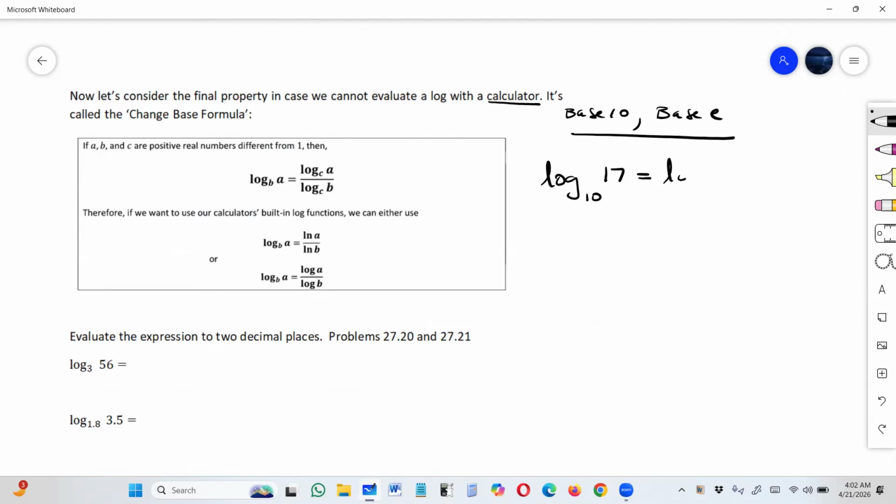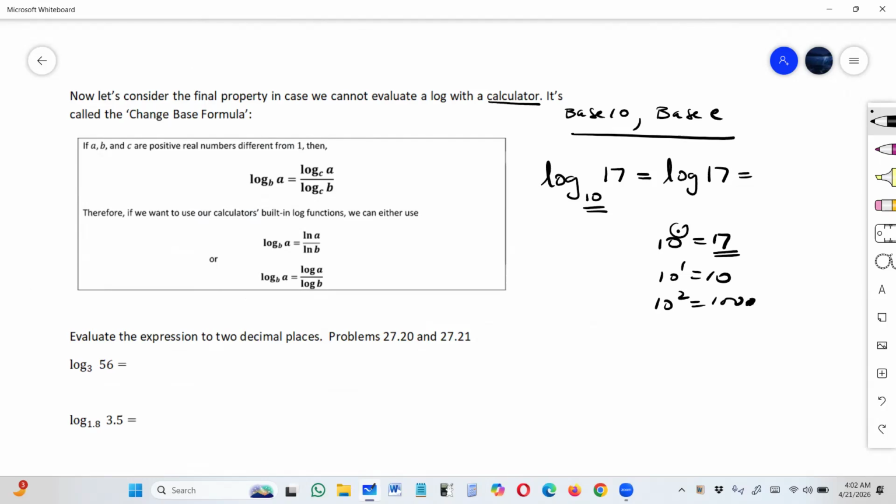Or just, we wouldn't write the base 10 here. We just would write log 17. Now, we don't know what that is because it's not a single integer here. 10 to the 1 is 10, and 10 squared is 100. So I don't really know what exponent goes here to get 17. I would need the calculator.